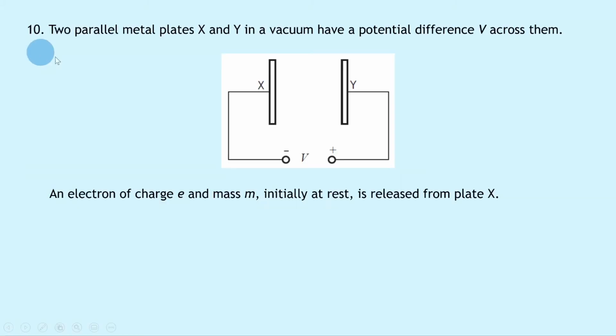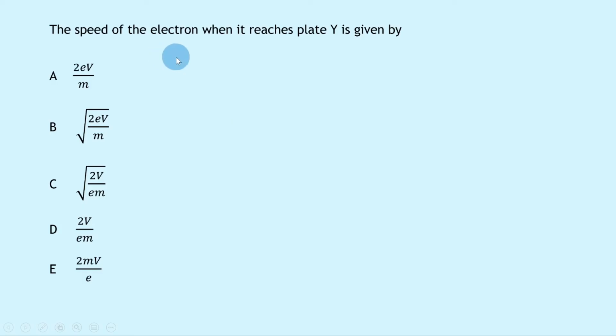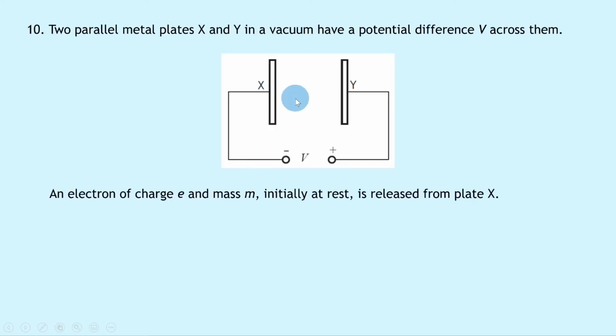Moving on to question 10, it says two parallel metal plates X and Y in a vacuum have a potential difference V across them. So there's plate X and plate Y, and there's the supply voltage V. Then it says an electron of charge e and mass m initially at rest is released from plate X, so the electron's going to start on this plate here. The speed of the electron when it reaches plate Y is given by, and we've got lots of different expressions that it could be. So let's think about what's going on here.